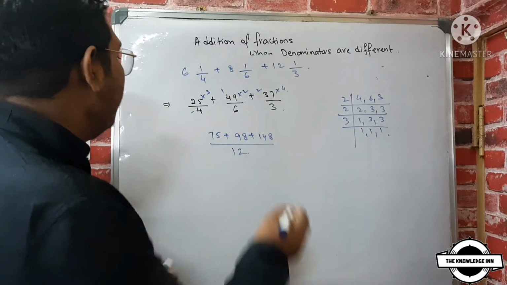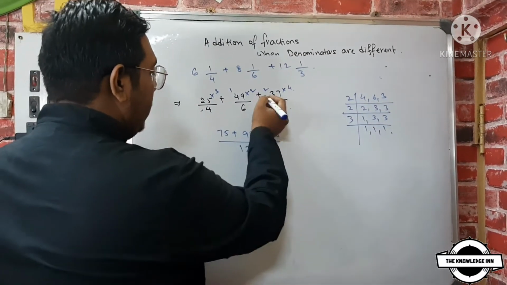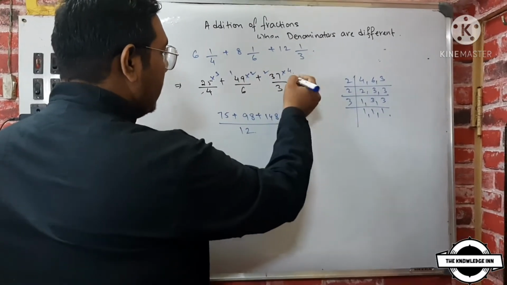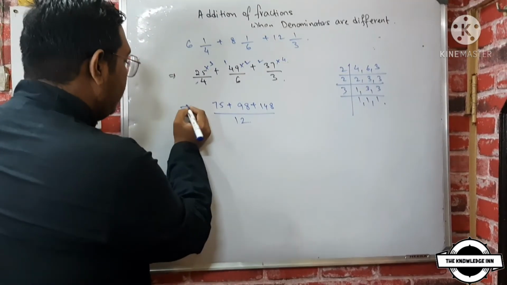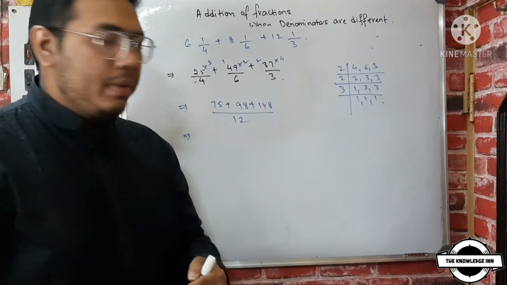I'm also rechecking it. This is 25, okay. 9 twos are 18, carry 1. 4 twos are 8, 9, so 98, correct. 7 fours are 28, 4 threes are 12, 148. Now we'll simply add all three numerators.